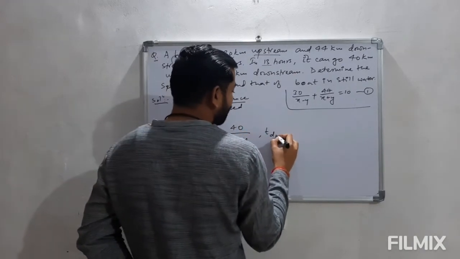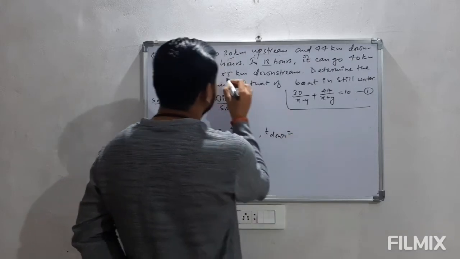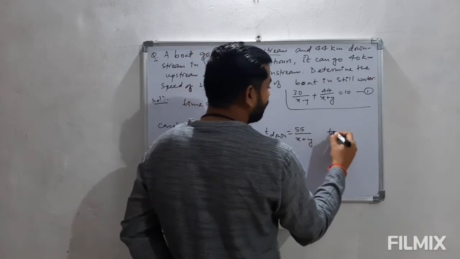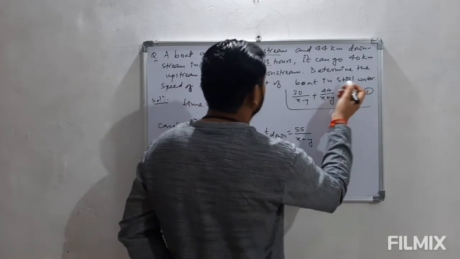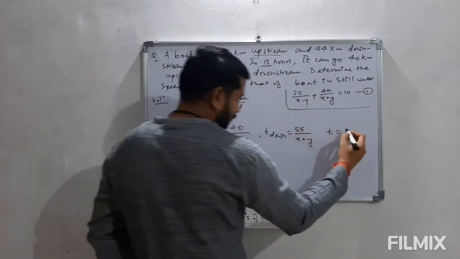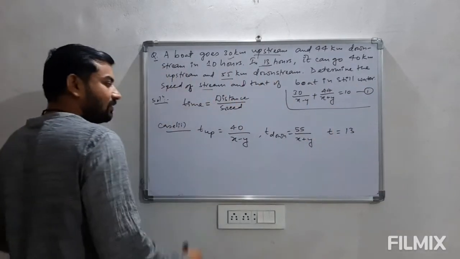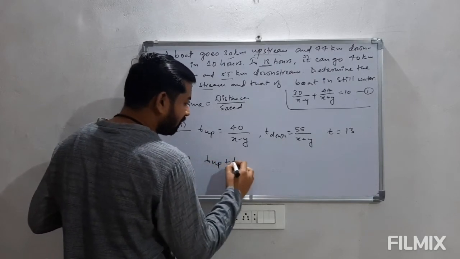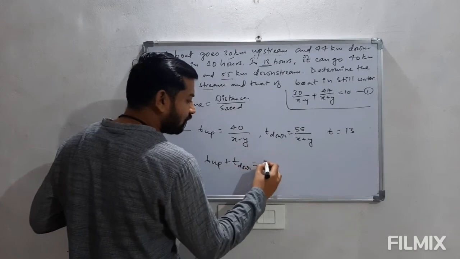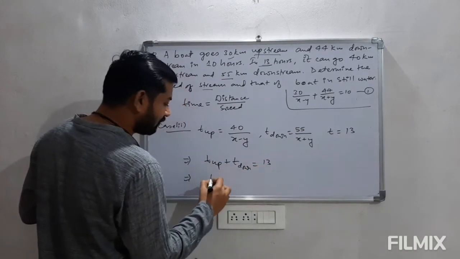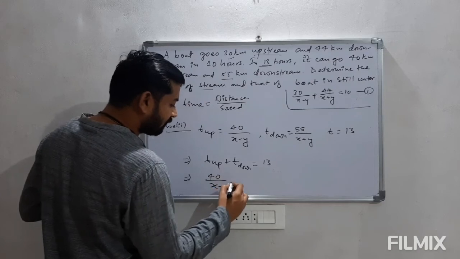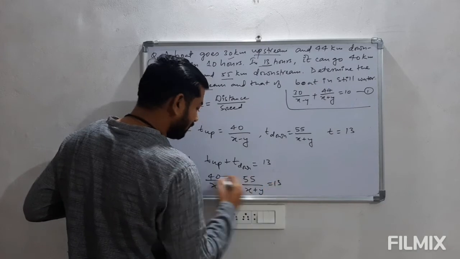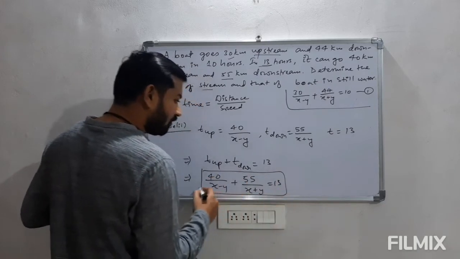And if we talk about time taken downstream, it will be 55 km, that is 55 upon x plus y. And the total time here is 13 hours. So let us come to this situation. According to the question, time taken in upstream plus time taken in downstream is total 13 hours. So we have an equation here, that is 40 upon x minus y plus 55 upon x plus y equals 13.